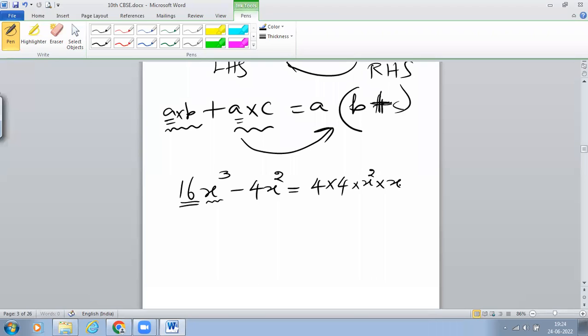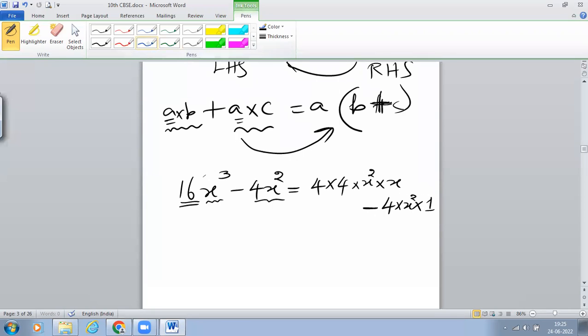Is it correct? Yes. So x cube is x square into x, minus 4x square. 4x square means 4 into x square. Listen, any number can also be multiplied by 1; it doesn't make a difference. For example, 5 can be expressed as 5 into 1, and 2 can be expressed as 2 into 1. Likewise, this 4x square can be expressed as 4 into x square into 1. Is it okay to multiply by 1?